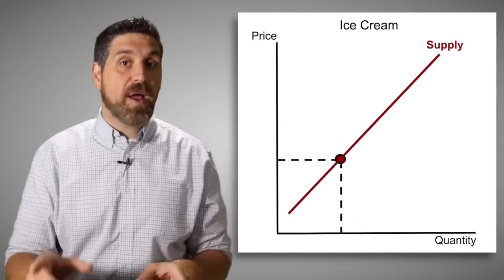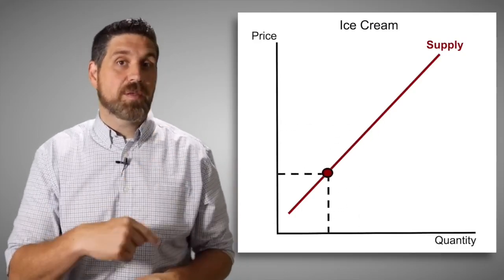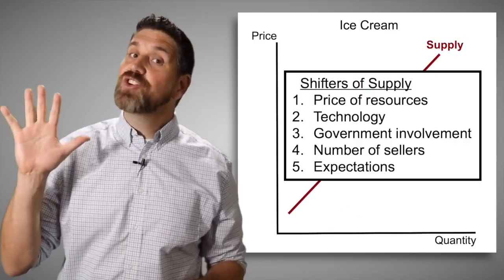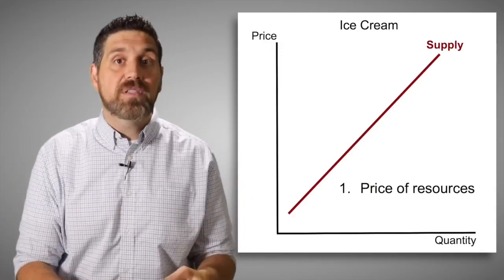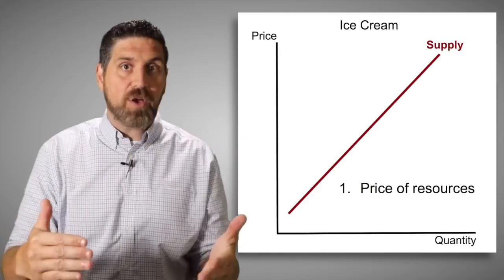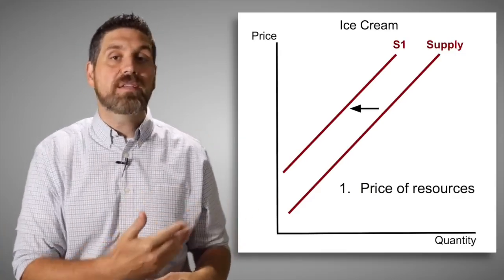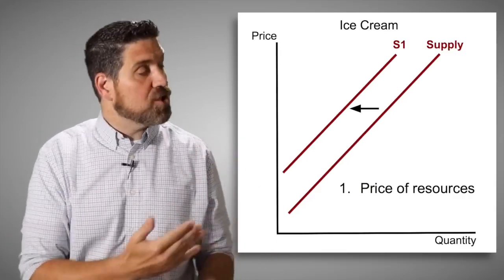So again, a change in the price of ice cream moves along the supply curve, but there's also 5 shifters of supply. The first one is a change in the price of resources or inputs to produce ice cream. For example, if the price of milk goes up, that's going to cause the supply to decrease. Now notice here, a decrease in supply was a shift to the left.